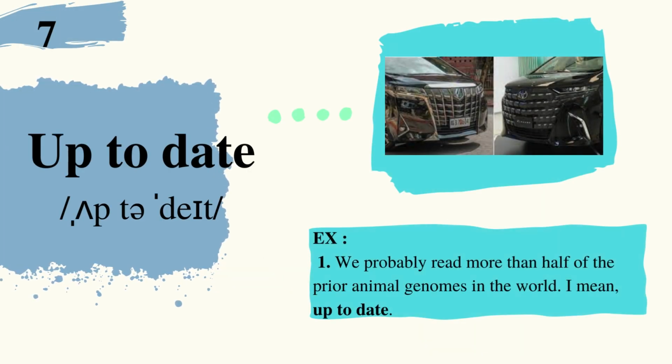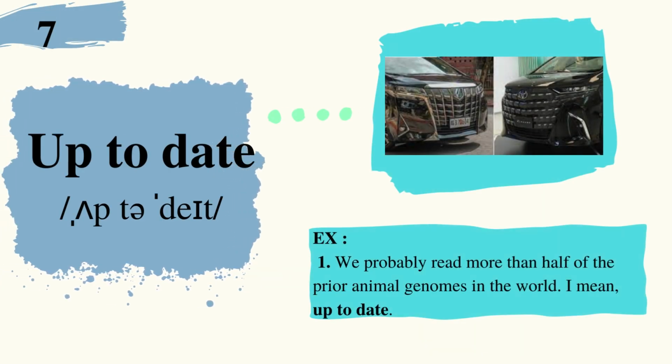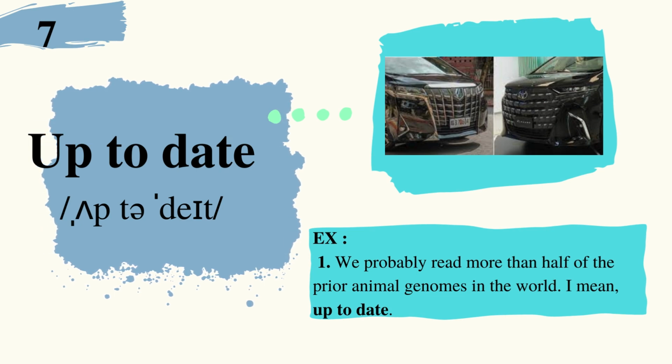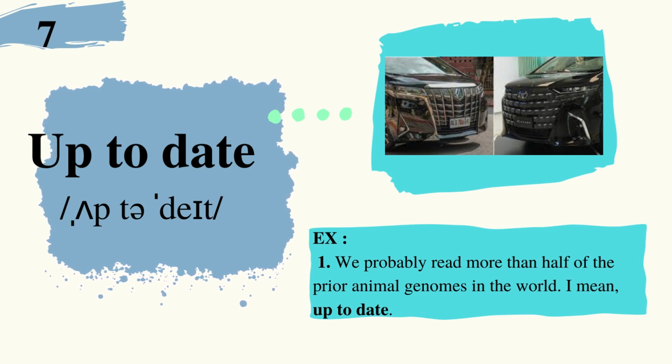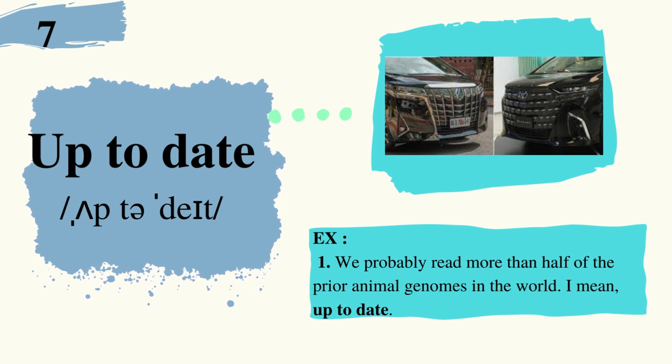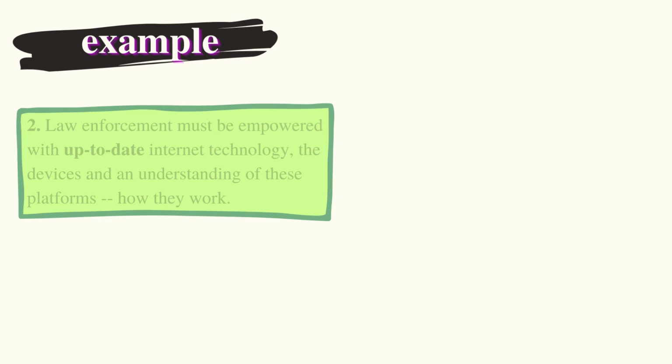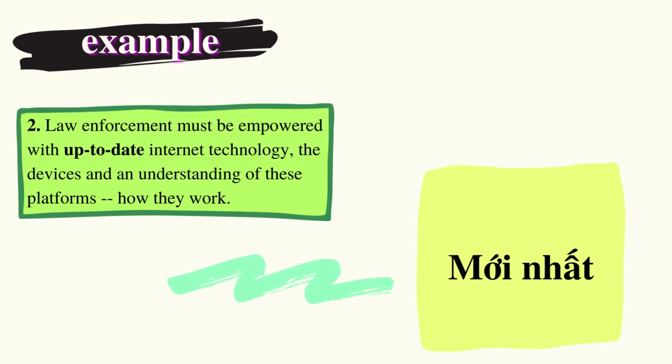7. Up-to-date. Up-to-date. Example. Probably we read more than half of the plant animal genomes in the world. Up to date. Law enforcement must be empowered. With up-to-date internet technology, the devices, and an understanding of these platforms, how they work.